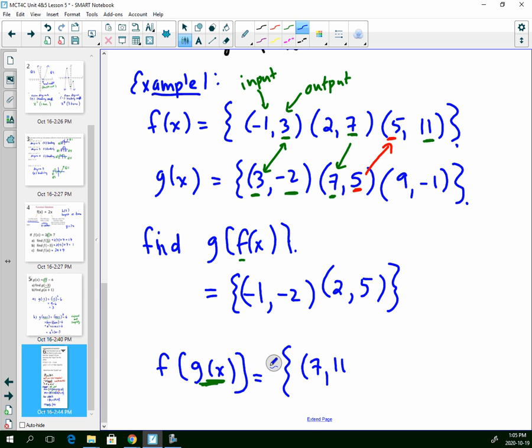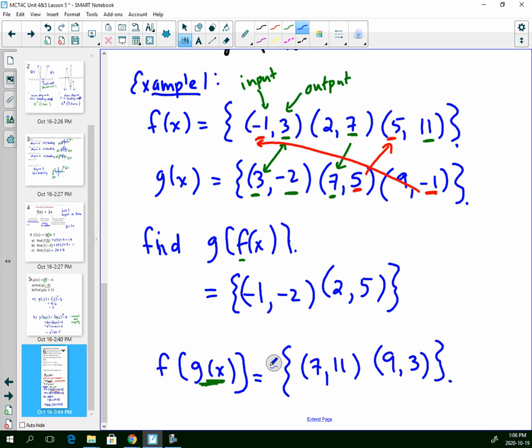Final answer is 11. And then I go to the next point, 9. Output is -1. I see a -1 over here, right? That one matches, so final output is 3. So I get a different answer going the other way because I have a different starting point, and then I link it up, and then I have a different ending point.